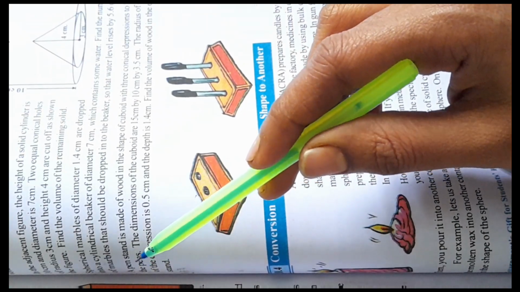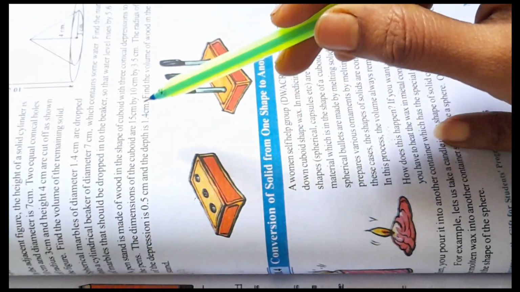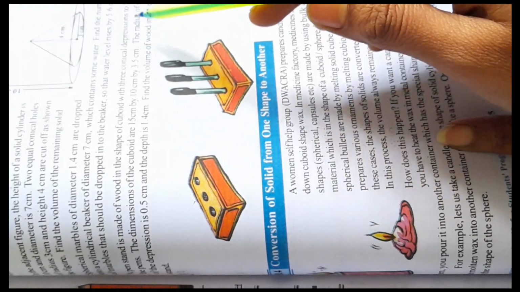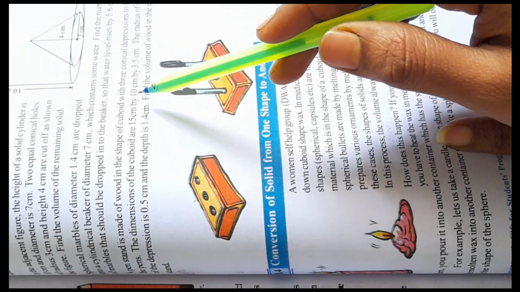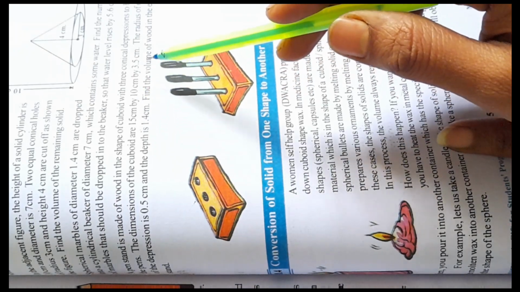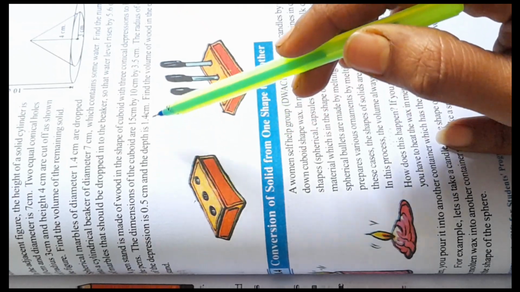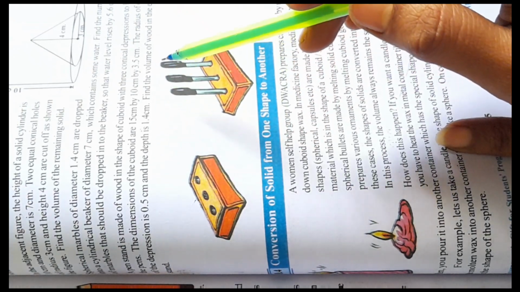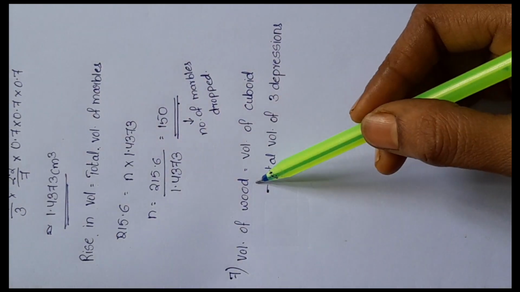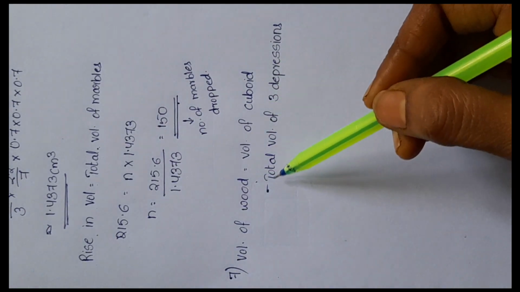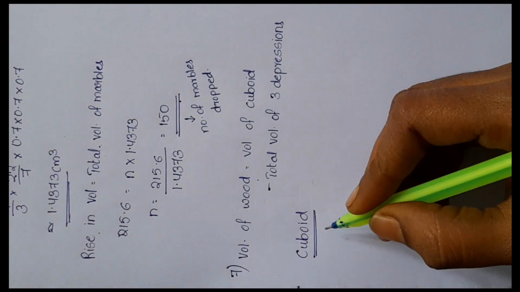Seventh question, that is the last question of exercise 10.3, is, a pen stand is made of wood in the shape of a cuboid with 3 conical depressions to hold the pens. The dimensions of the cuboid are 15 centimeters by 10 centimeters by 3.5 centimeters. The radius of each of the depressions is 0.5 centimeters and the depth is 1.4 centimeters. Find the volume of the wood in the entire stand. Volume of the wood is equal to volume of the cuboid minus total volume of the 3 depressions. Now let us consider the cuboid first.